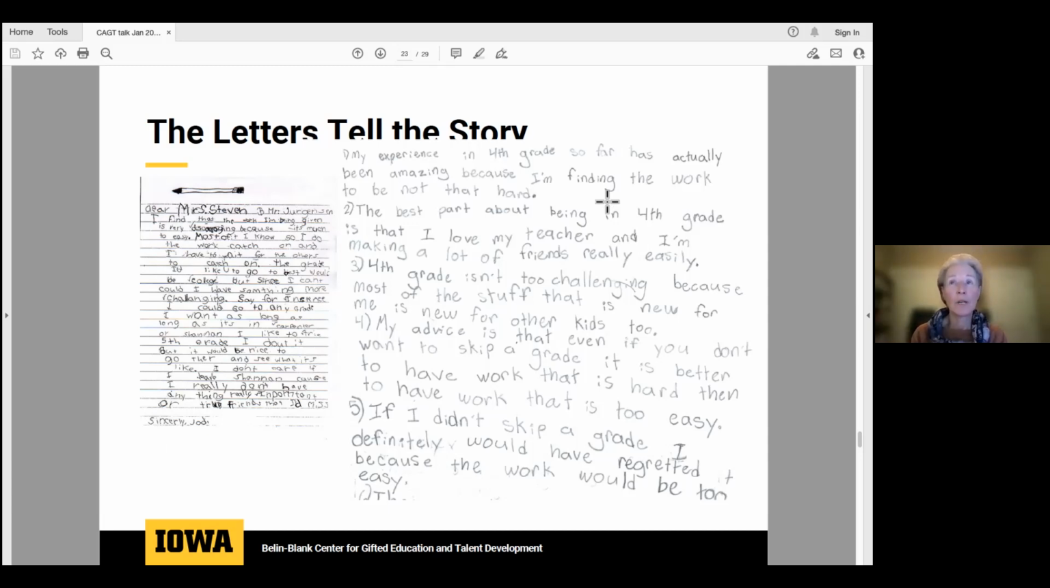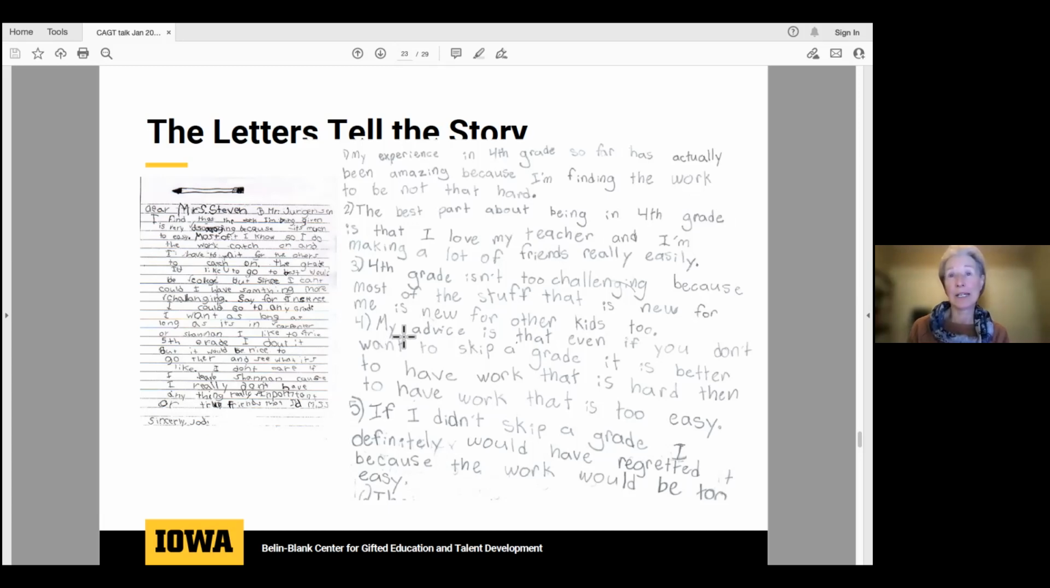My experience in 4th grade so far has actually been amazing because I'm finding the work to be not that hard. Well, I guess that's one way of saying that she's not frustrated. The best part about being in 4th grade is that I love my teacher and I'm making a lot of friends really easily. I sat in, I lurked kind of, I was in the Zoom room when they were having this conversation, and I cannot emphasize enough how important it is to have the possible future teacher there, because that future teacher can make or break whether or not the transition goes smoothly. So as you can see, this child is not frustrated.